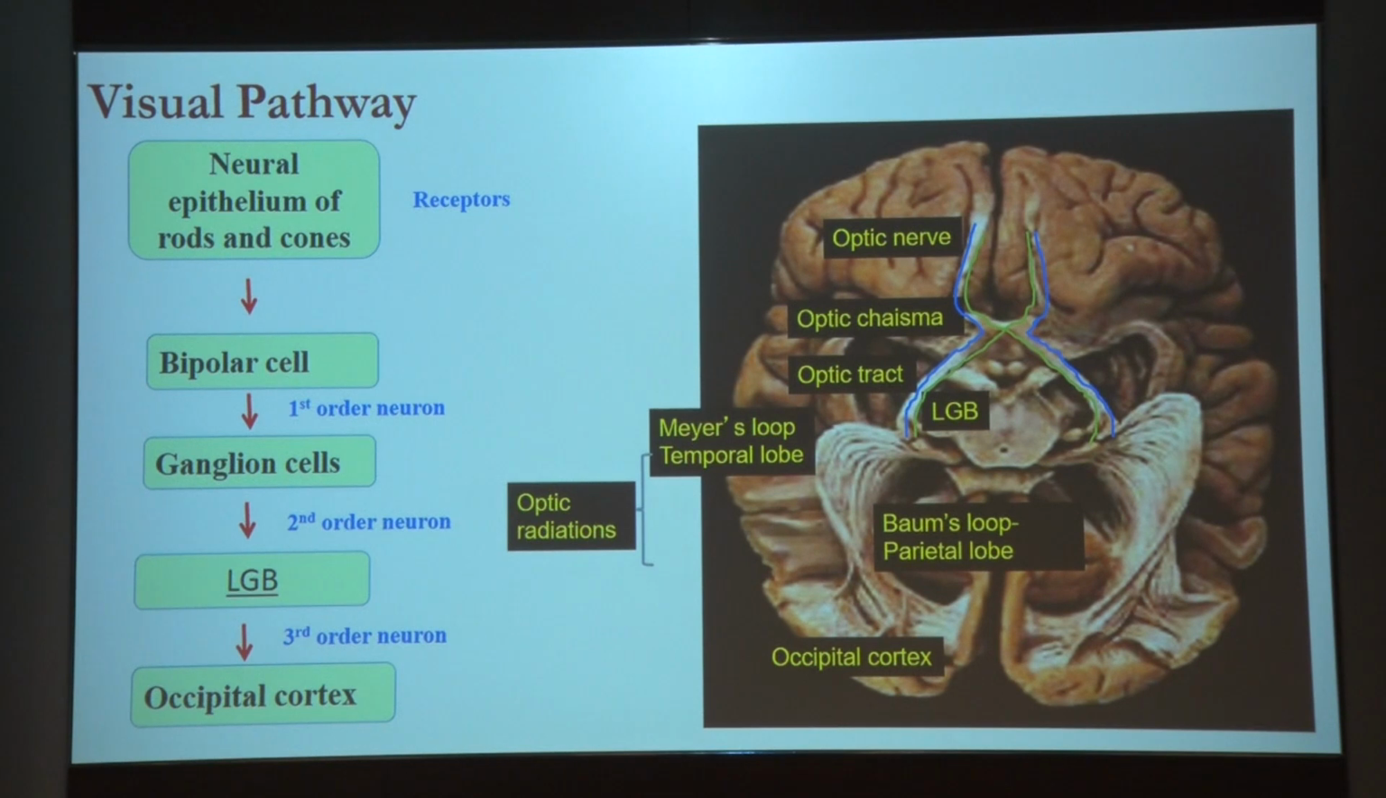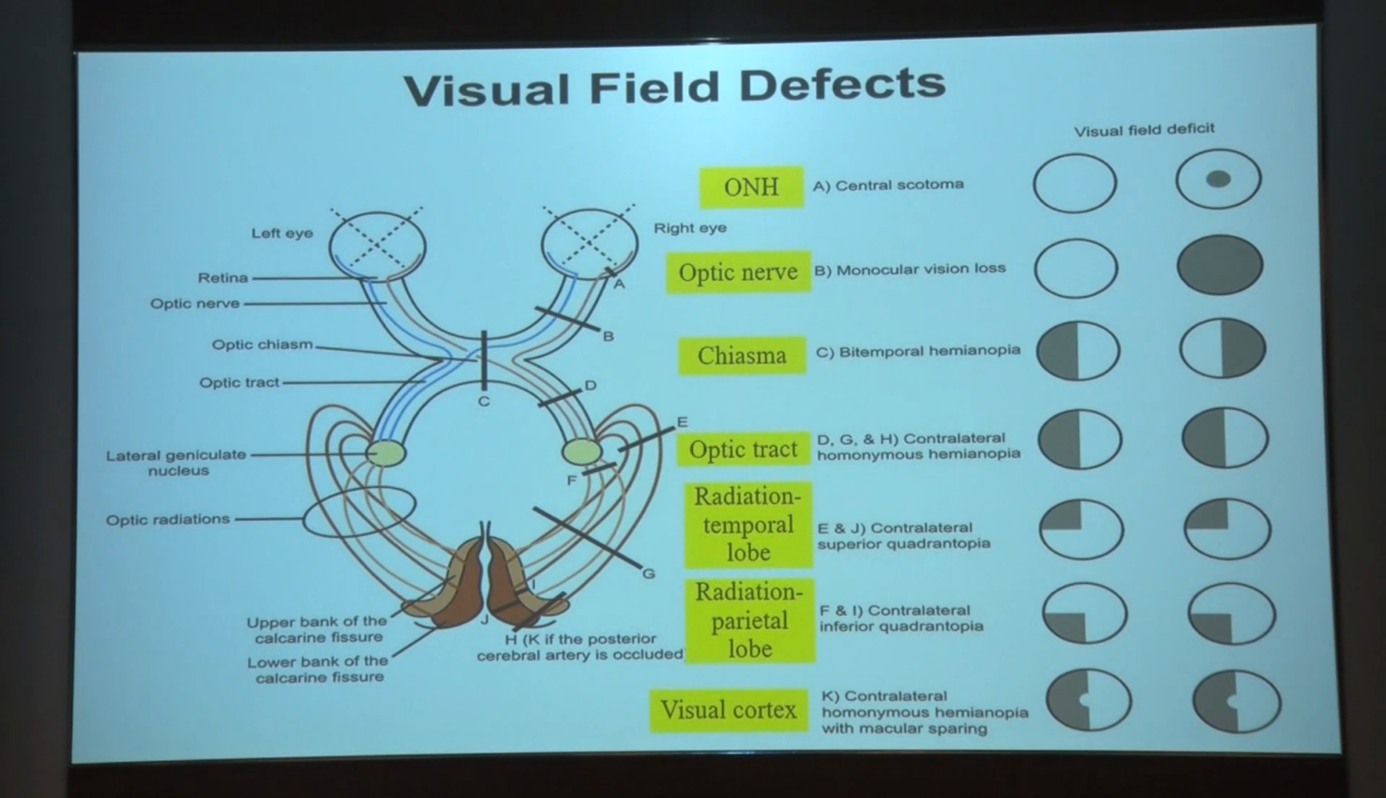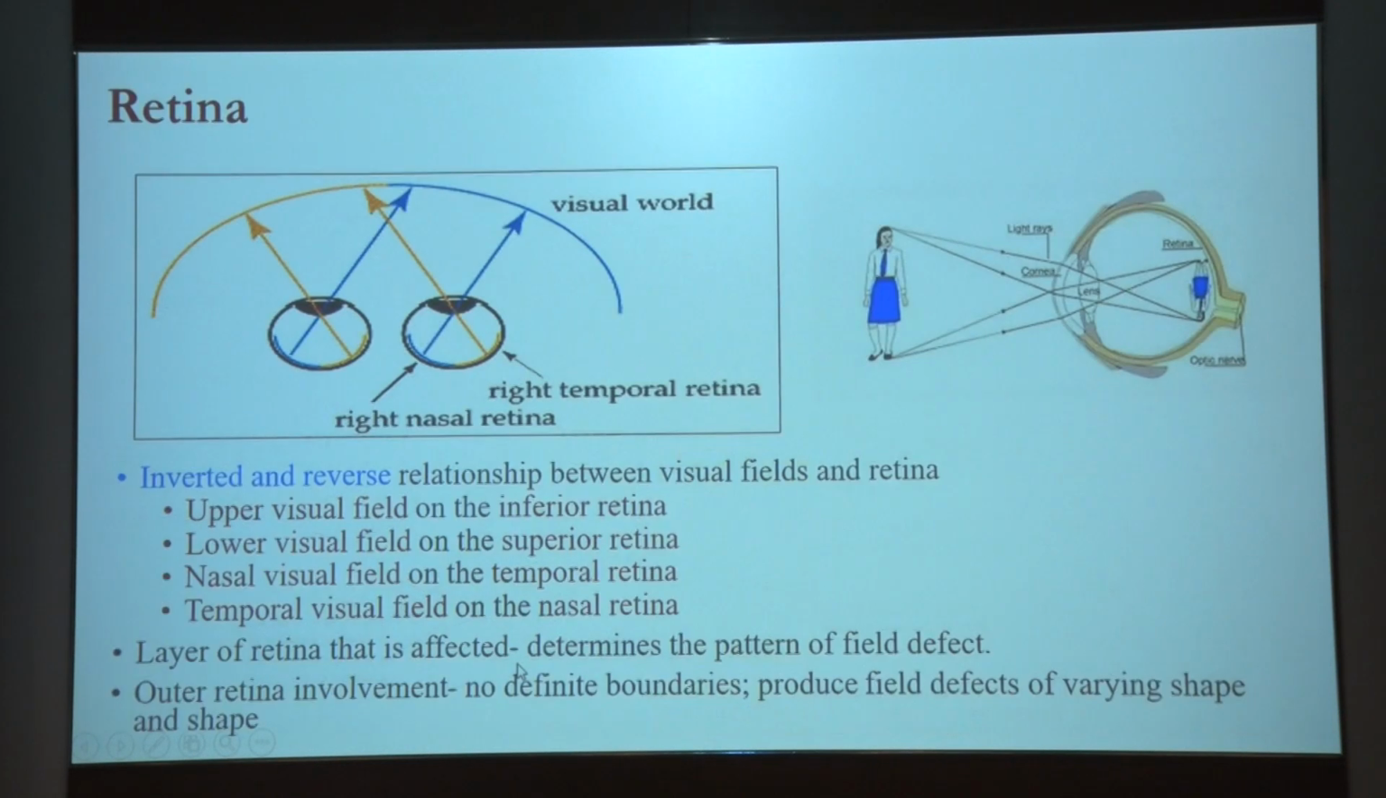From the optic tract, the fibers end in the lateral geniculate body. And from the LGB, the third order neuron arises, goes into the optic radiations, and ends in the occipital cortex. Now, this is a very important slide because it covers the major share of this topic, if read properly. So it tells you what the various types of defects are that you will see based on the site of the visual pathway involvement, and I'll be discussing them one by one.